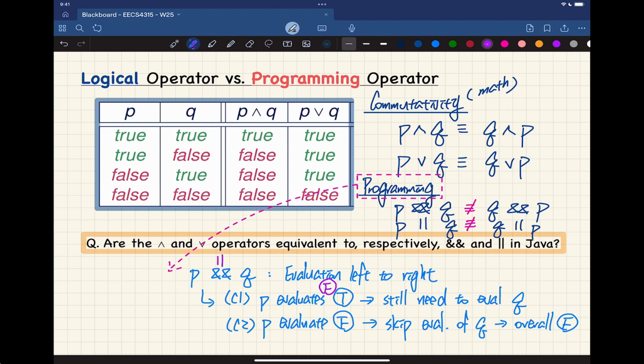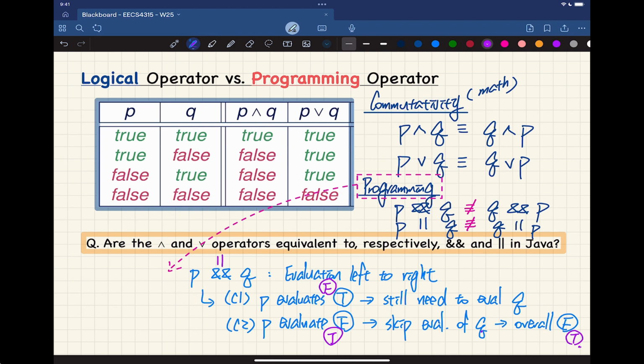On the other hand, if P evaluates to true, if you look at the truth table, it doesn't matter what Q is, it will just be true anyway. Skip the evaluation of Q, and the overall result will just be true. Hopefully you can see what I'm doing here, just saving some writing.